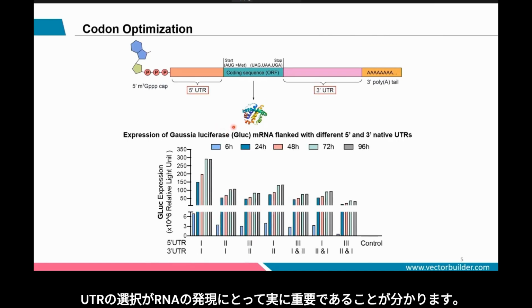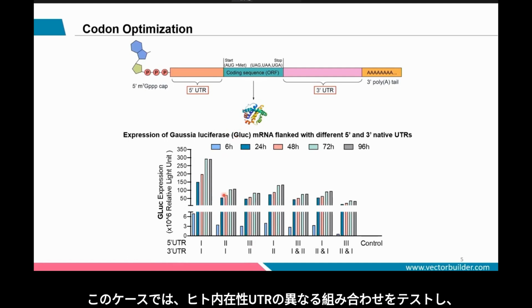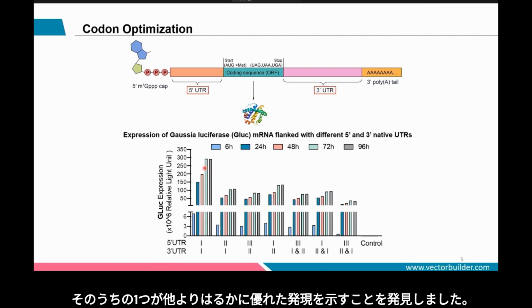Looking at the components of mRNA, we know that the choice of UTRs is really critical for the expression of RNA. In this case, we tested different combinations of human endogenous UTRs, and we found one of them had a much better expression compared to the rest of them.